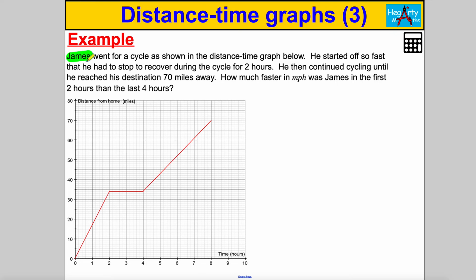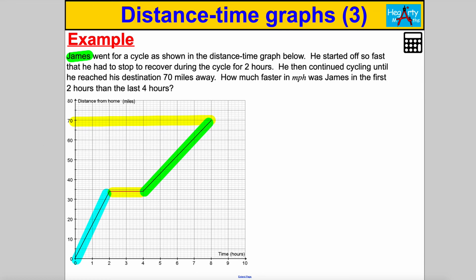So James went for a cycle, as shown in the distance time graph below. He started off so fast he had to stop and recover for 2 hours. So he goes off super fast, and then you can see here he stops for 2 hours. He then continued cycling until he reached his destination 70 miles away. So he finishes at 70 miles up here. How much faster in miles per hour was James in the first 2 hours than the last? So the first 2 hours is him travelling along there, and the last 4 hours is him travelling there.